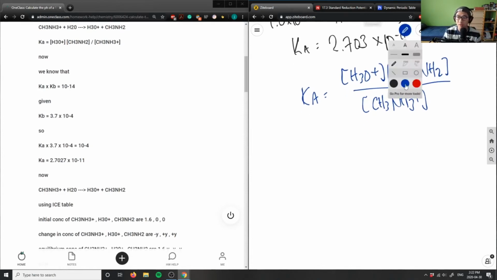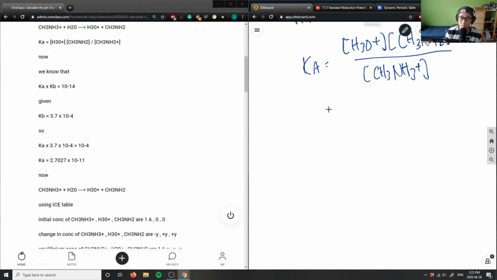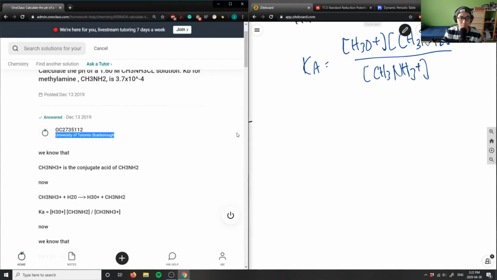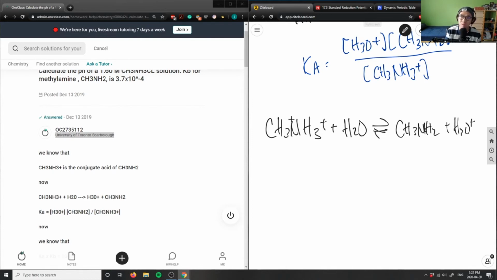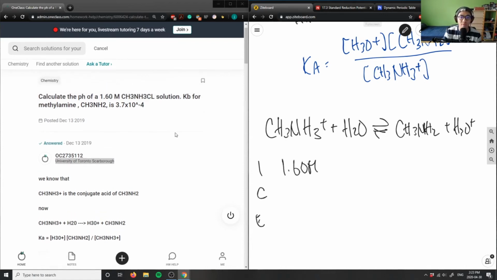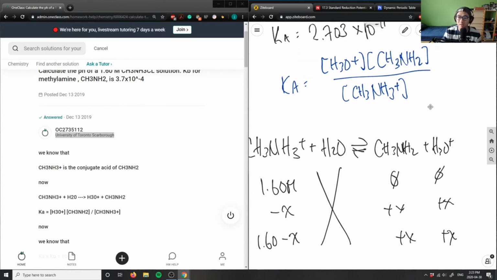So I have my K expression, which is great. Now I'm going to do an ICE table. I have CH3NH3 plus and H2O giving me CH3NH2 plus H3O plus. Initially, I have 1.60 molar of the solution. I don't care about water, and I have 0 and 0 for the products. I'm going to subtract x and add x on both sides, like so.